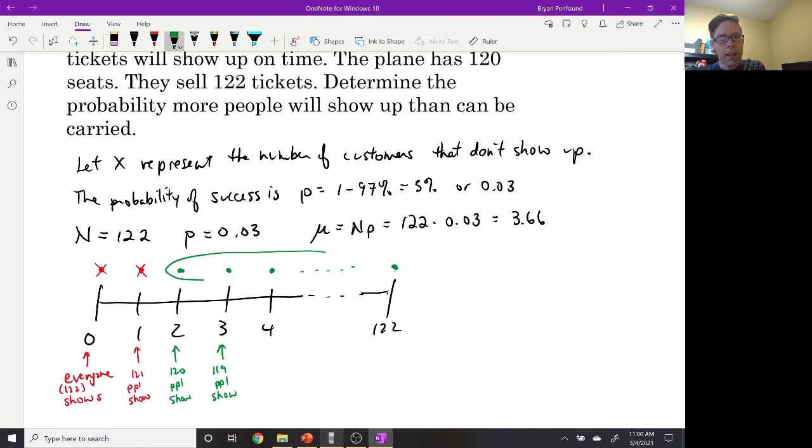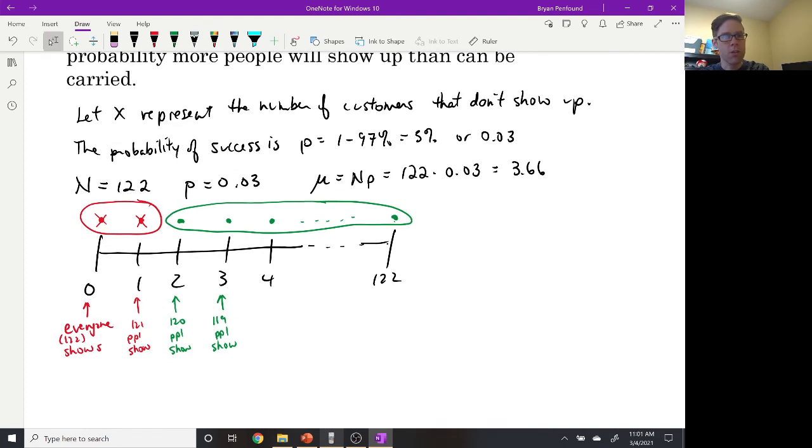So this is what we want to calculate the probability of. This is the probability that... oh no, I apologize. That's not what we want to calculate the probability of. This is the probability that the plane is going to fly and that the correct number of people or fewer is going to show. So this is good for the airline. What we want to calculate is the probability that more people will show up than can be carried. So we want to calculate the probability here in red.